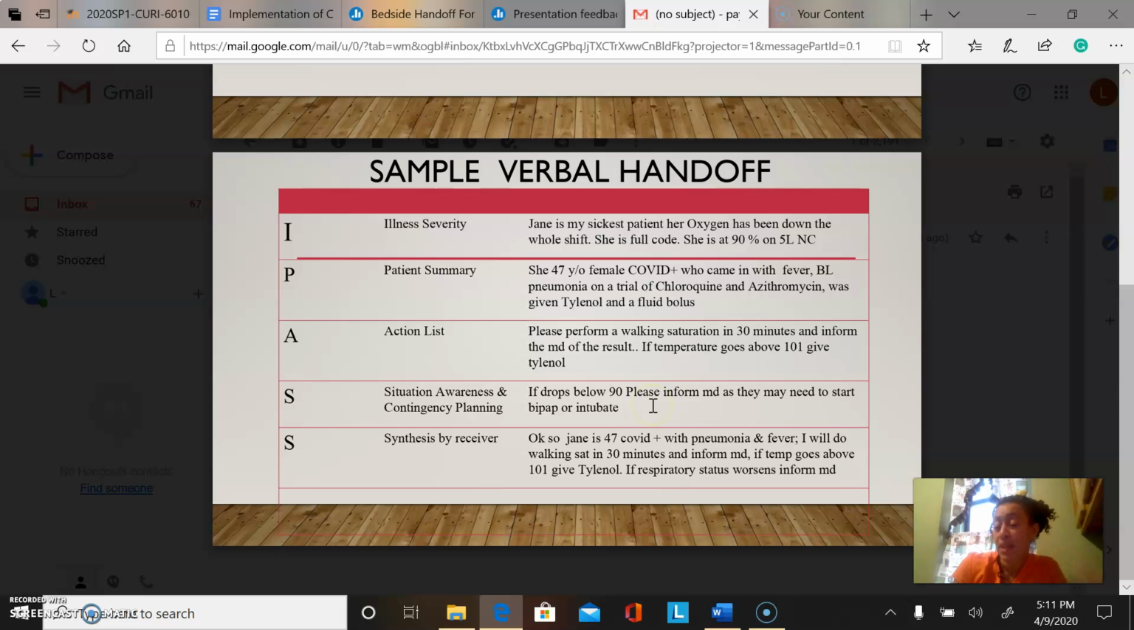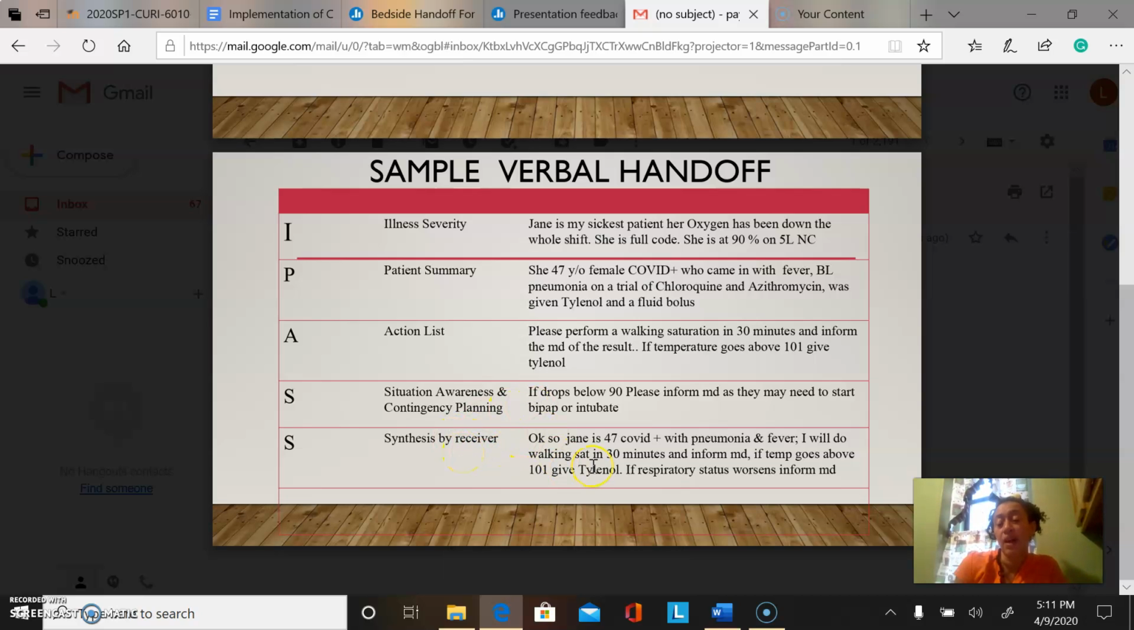If it goes below 90, the patient's oxygenation, you may want to inform the doctor, and that we may need to take other serious measures, such as start BiPAP or intubate the patient. And then S is a very critical part of this, which is synthesis by the receiver.